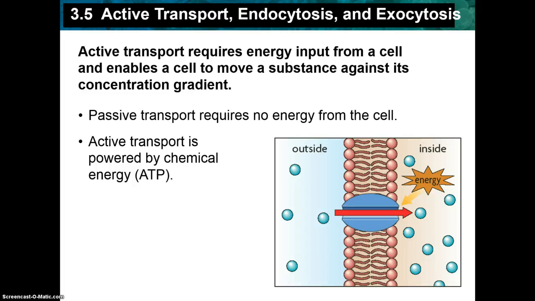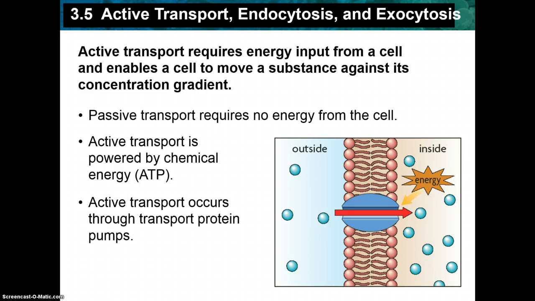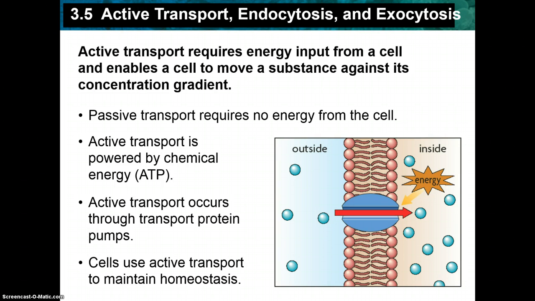That's called ATP. And active transport occurs through transport protein pumps. Oh, there's another one. Sorry. Okay, cells use active transport to maintain homeostasis.